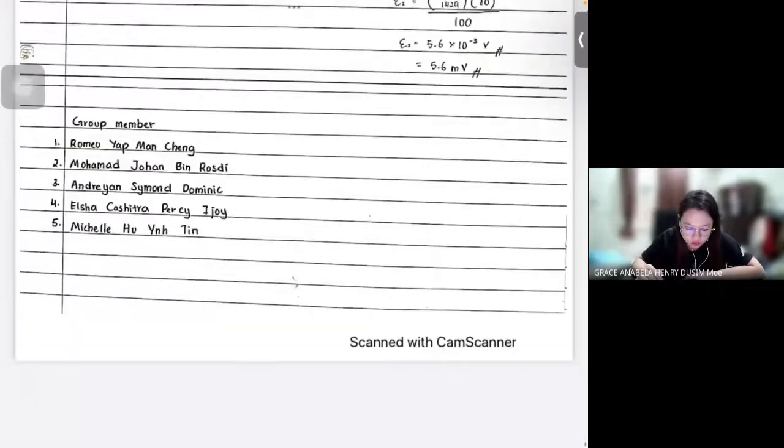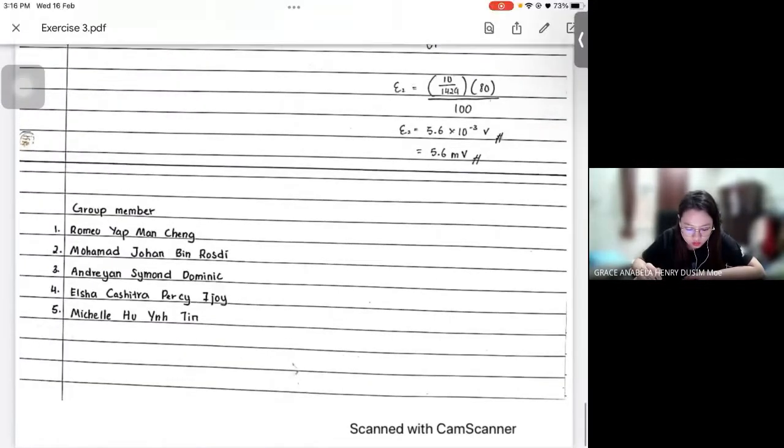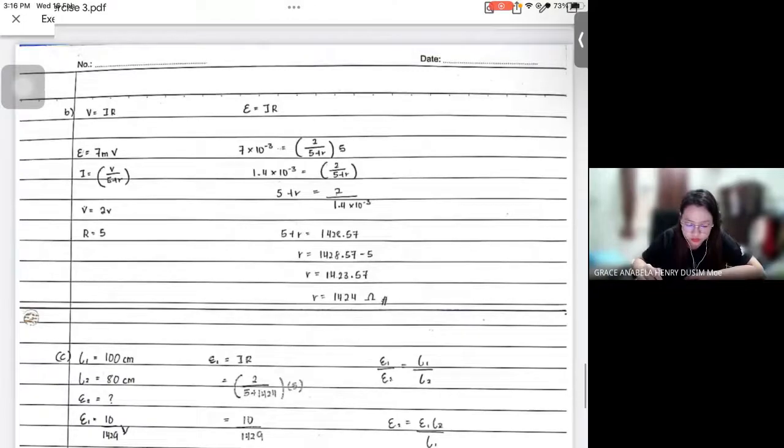Siapa grup kami? Okay. Okay. Question C.